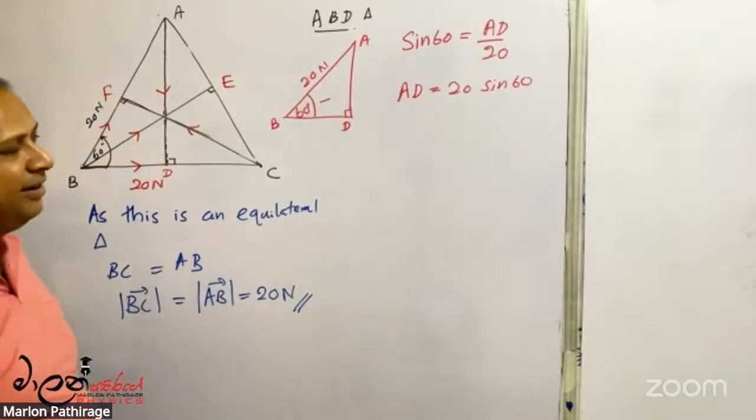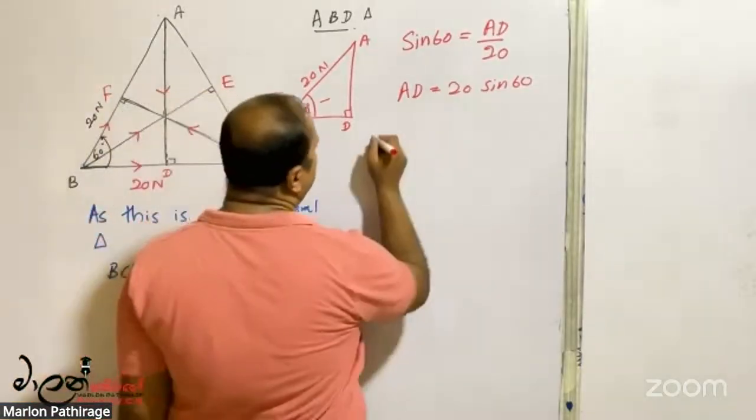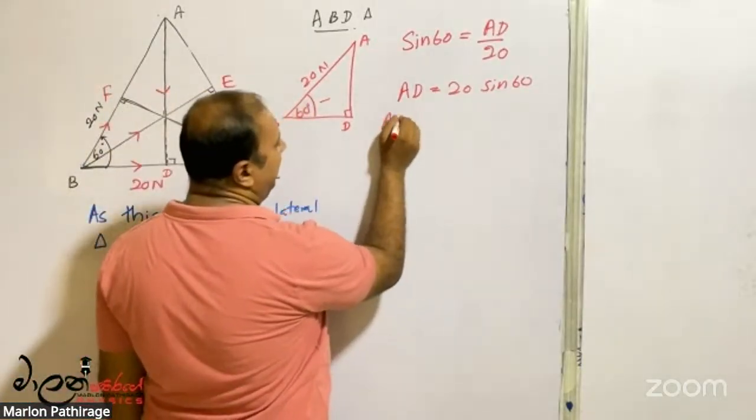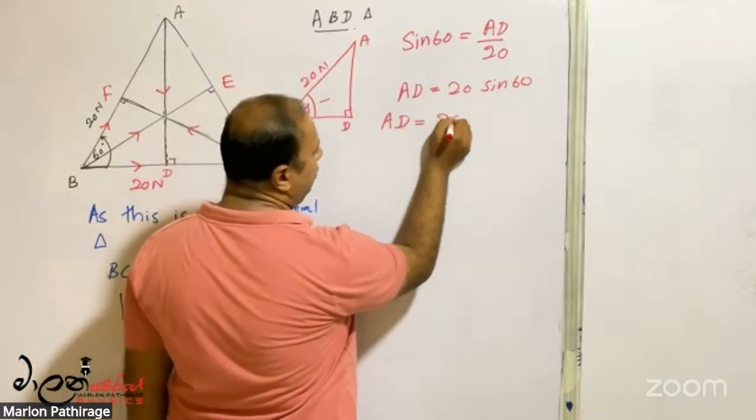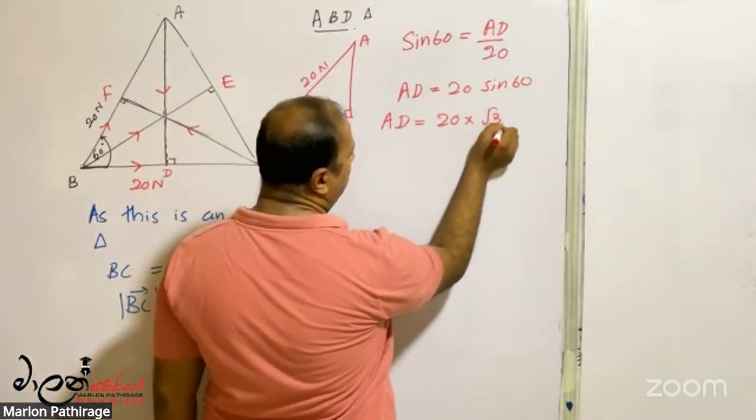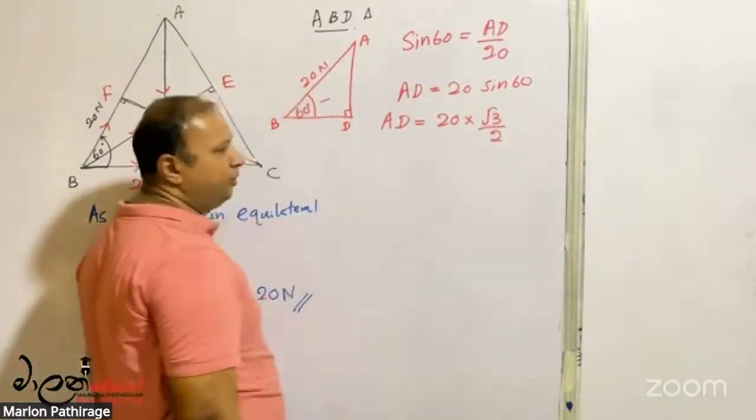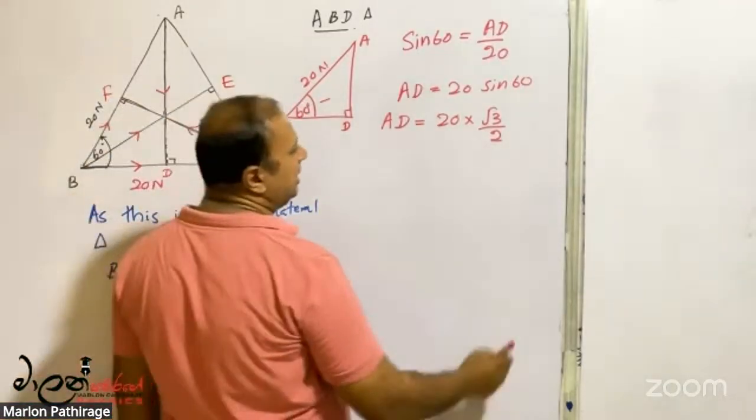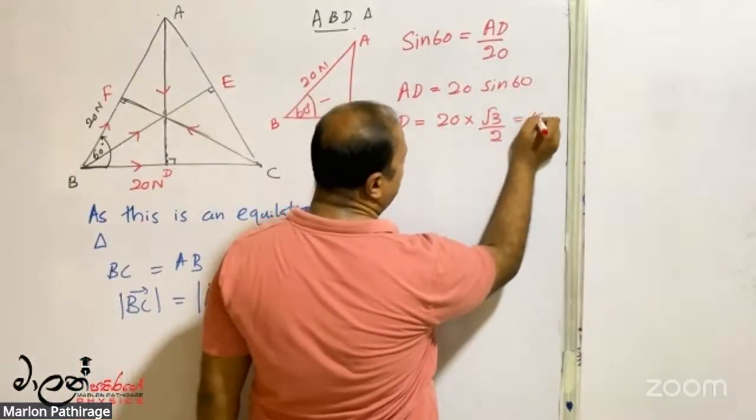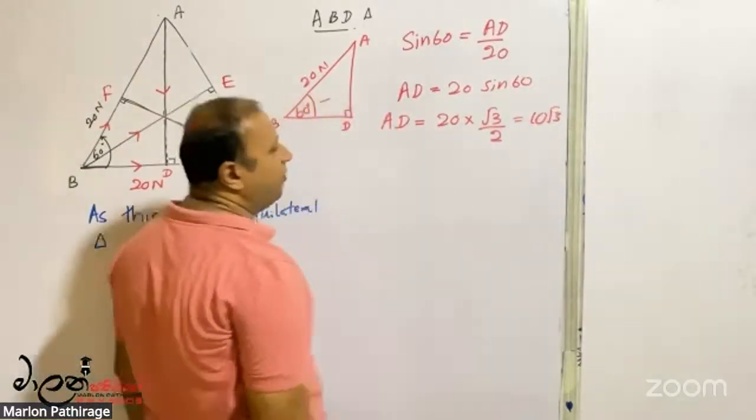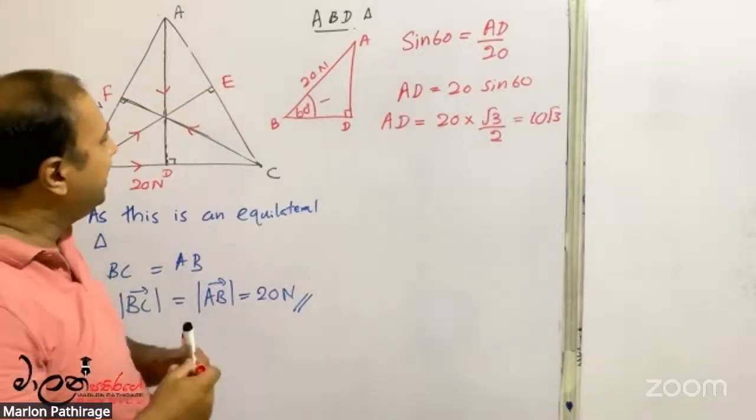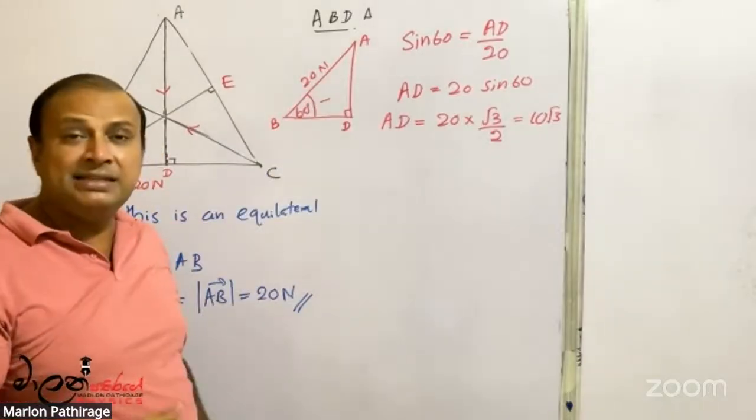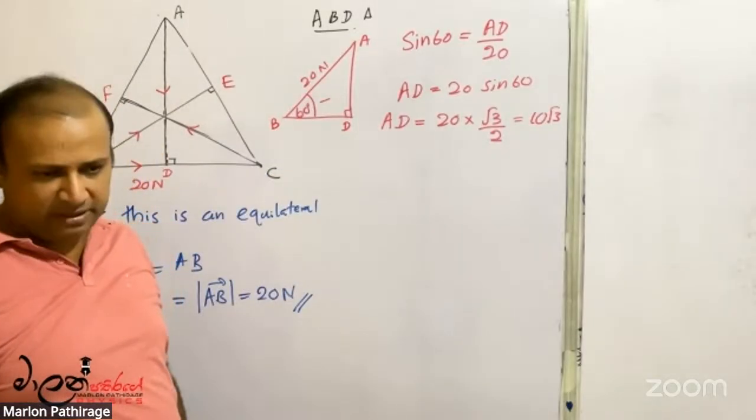Okay. Therefore, AD is equal to 20 into root 3 over 2. The 2 and 20 cancel now. Therefore, the answer is 10 root 3. AD is 10 root 3, and AD means the magnitude of AD vector.